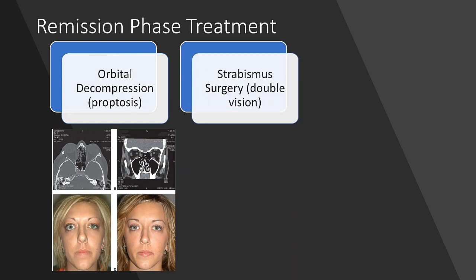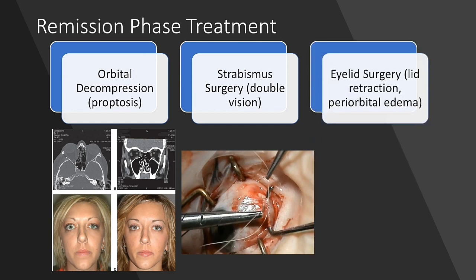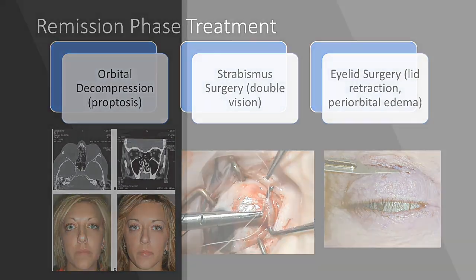This brings us to our next possible treatment option, strabismus surgery. The goal of strabismus surgery is to realign the eyes relative to each other. This is done primarily by weakening or loosening the extraocular muscles of the eye. Weakening is done primarily by a technique called recession, in which the extraocular muscle is detached from the surface of the eye and reattached farther back. Lastly, eyelid surgery can be performed to correct for lid retraction or periorbital edema. This is done last because the strabismus surgery may alter the position of the eyelid.